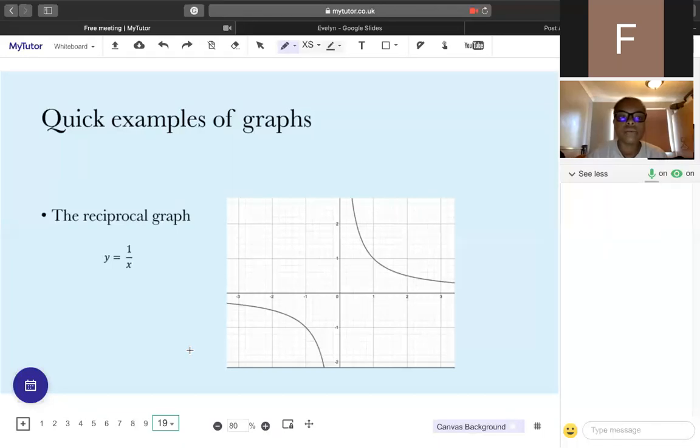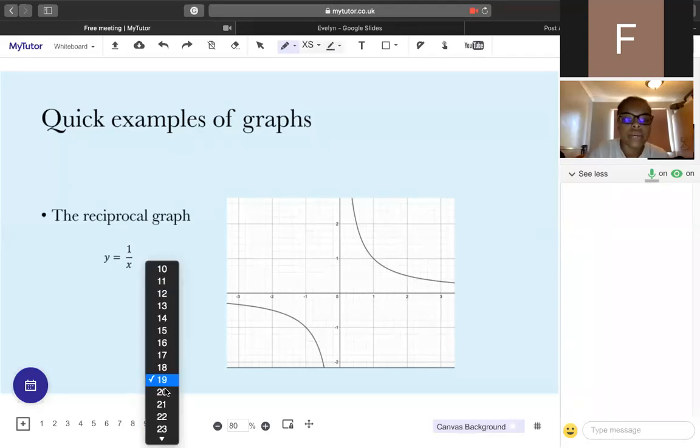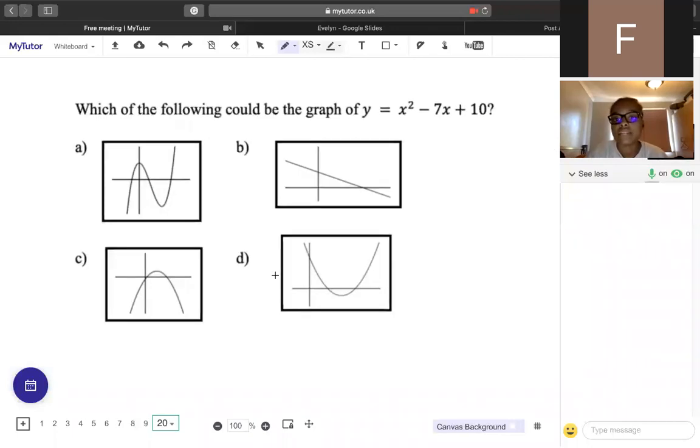So now that we've done a quick recap of all of these examples, what we are going to do now is a few quick questions on recognizing them and matching graphs with the equations. So which of the following could be the graph of y equals x squared minus 7x plus 10?